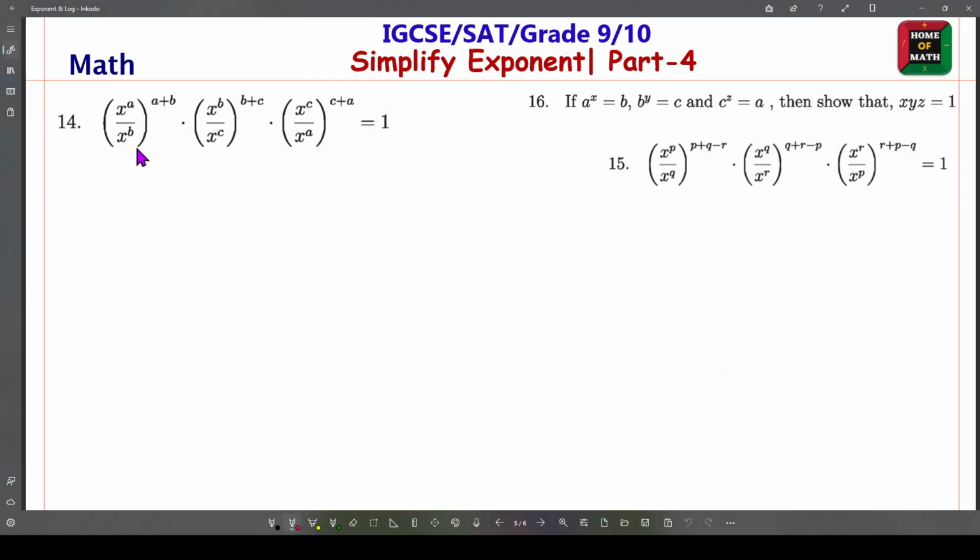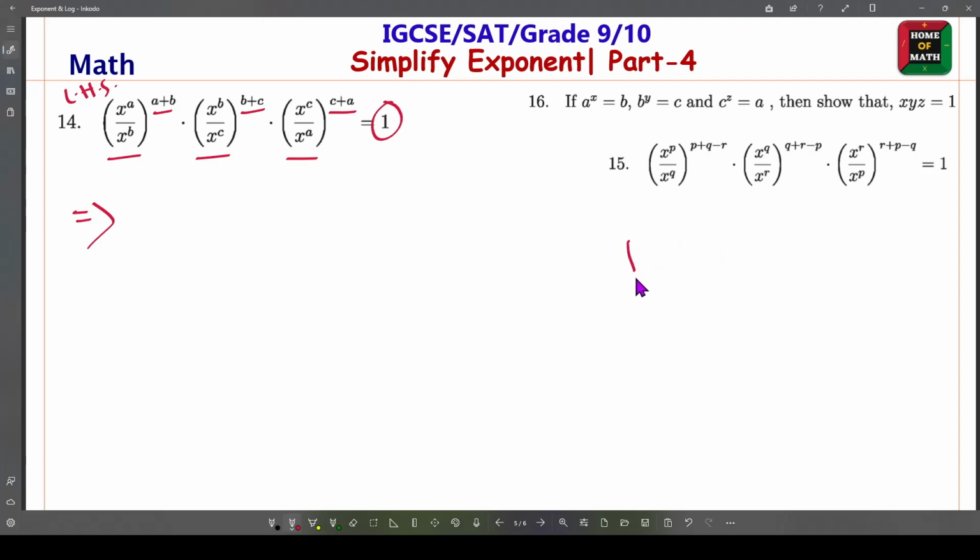The question is, here are 3 fractions. We have to prove it should be 1. So this is the left hand side, which is x to the power a divided by x to the power b, to the power a plus b, times x to the power b divided by x to the power c, to the power b plus c, times x to the power c divided by x to the power a, whole to the power c plus a.